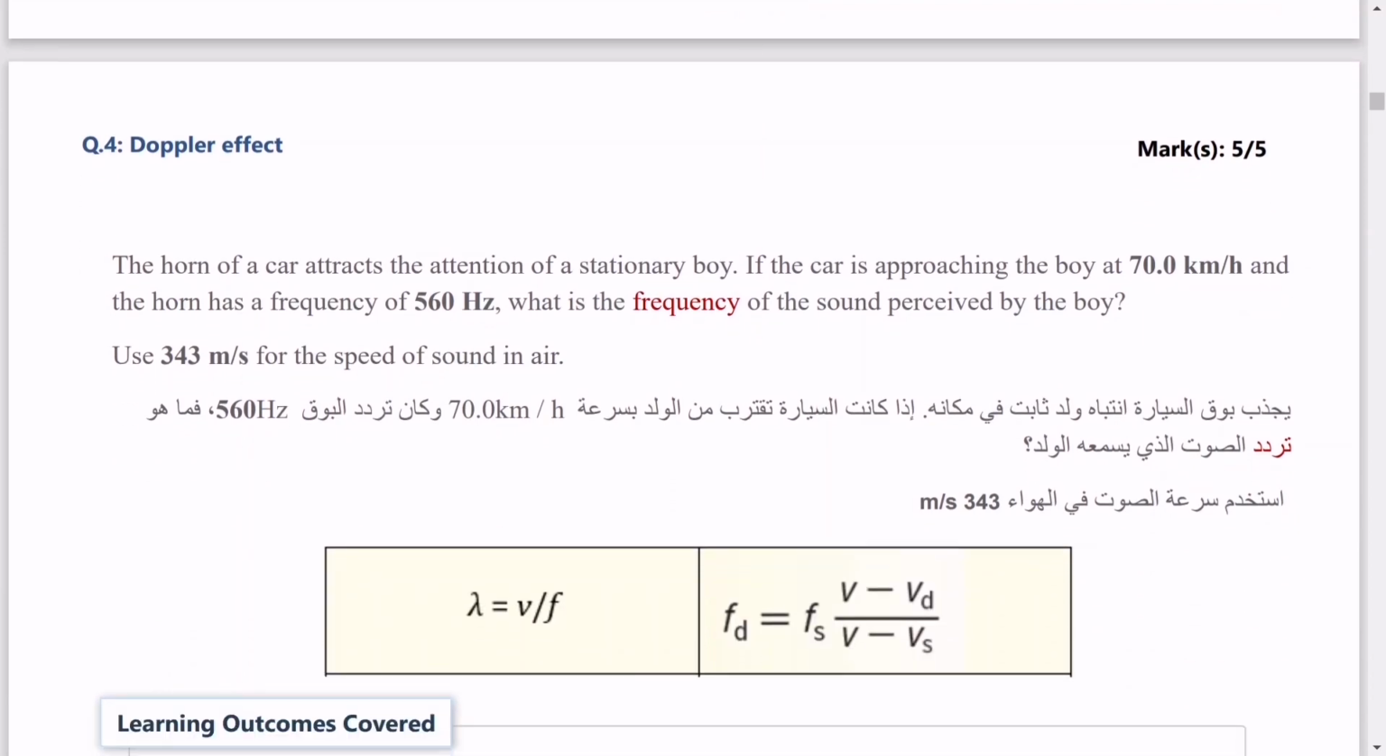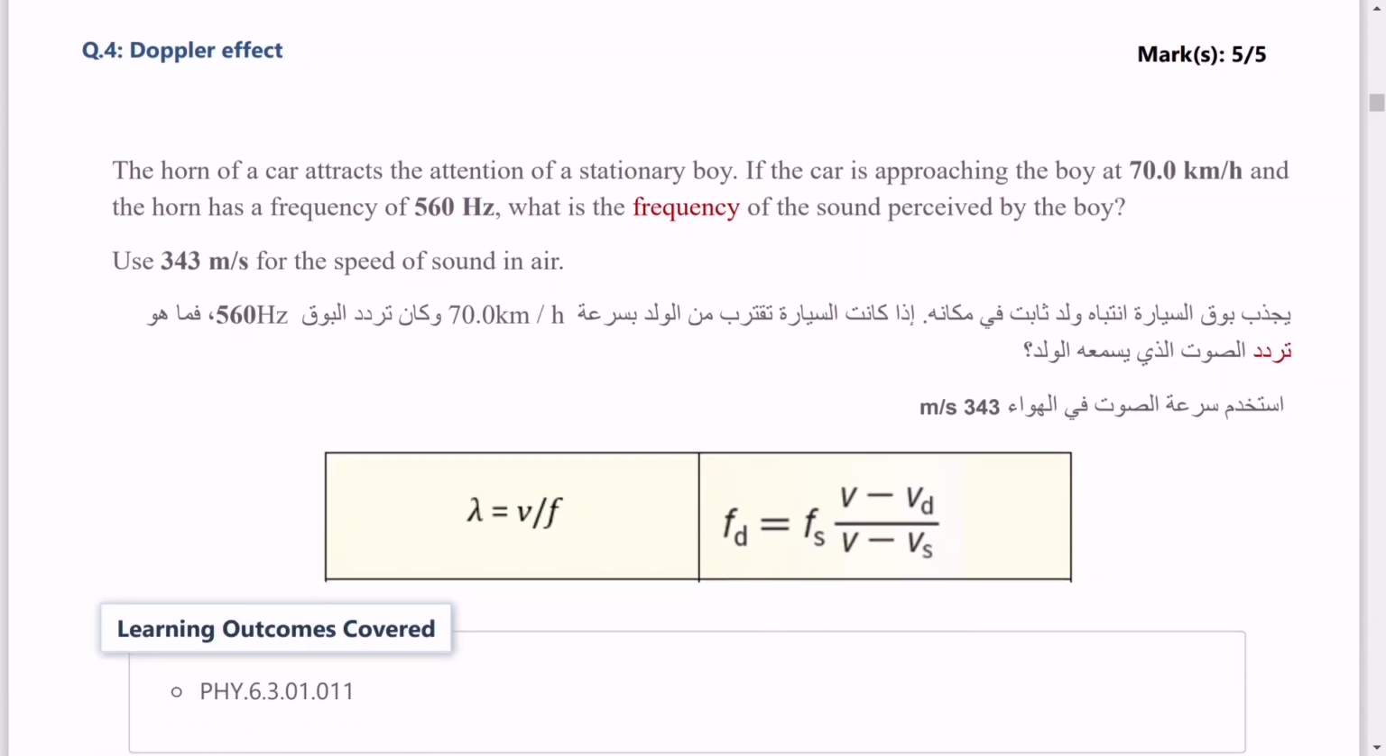Question number 4 from Doppler effect. A horn of a car attracts the attention of a stationary buoy. If the car is approaching the buoy at 70 km per hour and the horn has a frequency of 560 Hz, what is the frequency of the sound perceived by the buoy? The detected frequency f_D is given by this equation, source frequency times (v plus v_D), where v is the speed of sound and v_D is the speed of the detector.